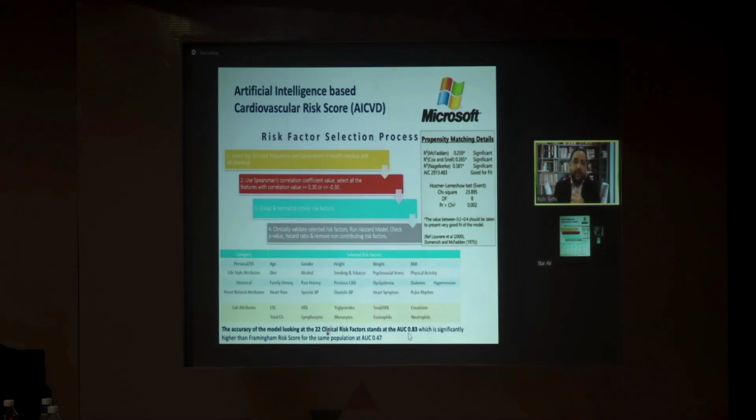And it was seen that when these 22 clinical risk factors were used in an AI-based algorithm of deep neural networking and machine learning, the area under the curve was 0.83, which was much, much better than the Framingham risk score, which had an area under the curve of 0.47.